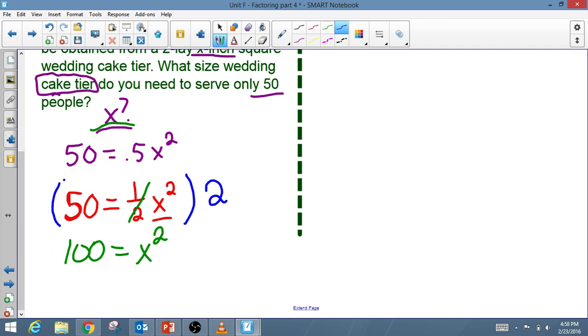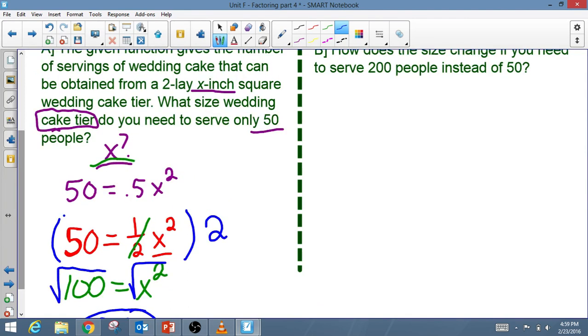Now our goal is to get x alone. Do we have x yet? No, we just have x squared. So think about it for a minute. What do we do to get rid of x squared? The opposite of squaring is going to be square root. So we need to square root both sides, and x is going to be equal to 10. So that's our answer. The size of our wedding cake needs to be 10 inches. So we have now answered the question.